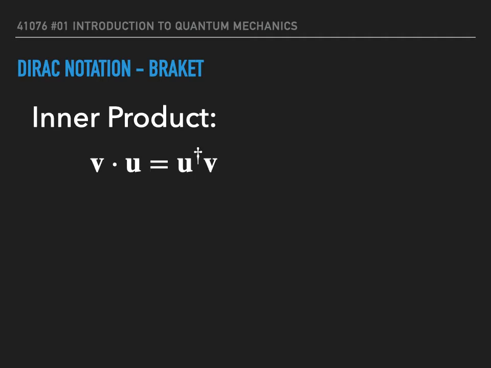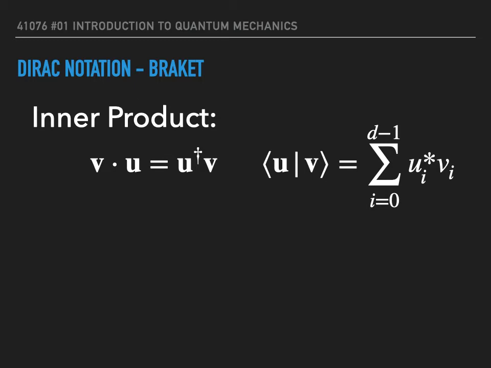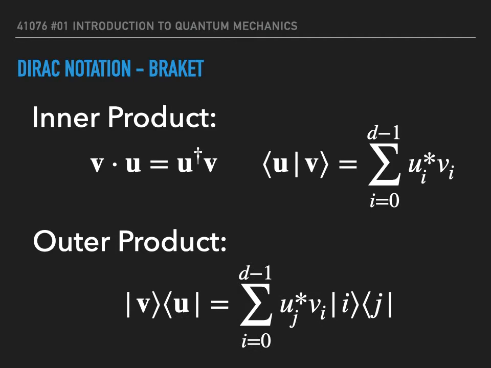The inner product of two d-dimensional vectors u and v can be written using bracket notations as follows. Similarly, we can easily represent the outer product of u and v this way, so that the ijth element of the resulting matrix is equal to vi times uj conjugate.